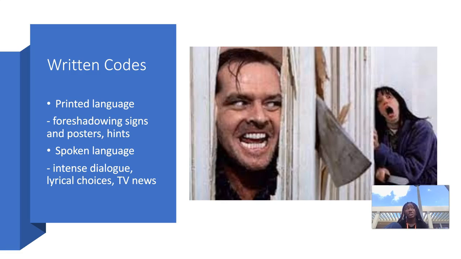Spoken language is a lot of intense dialogue. There's a lot of yelling, screaming, confusion in horror movies. Lyrical choices, a lot of horror movies actually prefer to have high action scenes with slower songs just because it makes a more eerie feeling. And a lot of horror movies use the typical trope to have a TV news broadcaster in the background. The main characters aren't paying attention to the TV newscasting, but it's telling them something important that they need to know for later on.